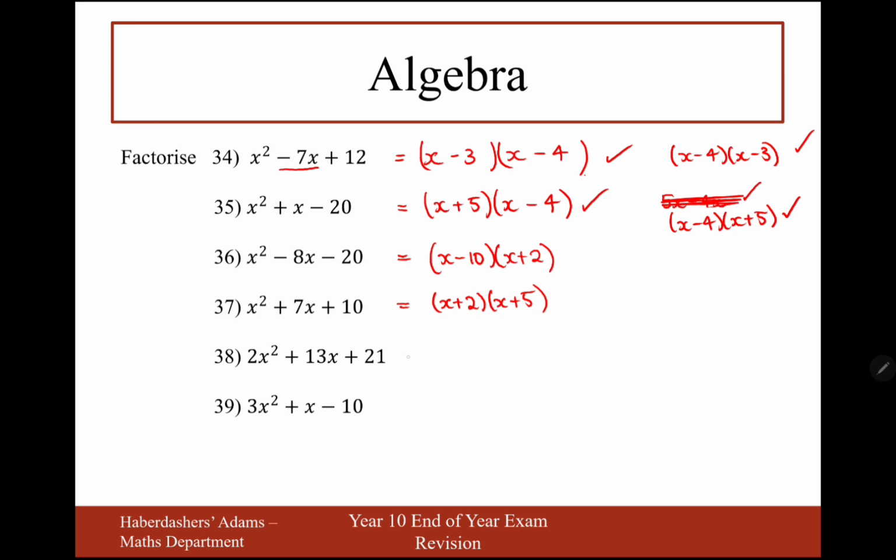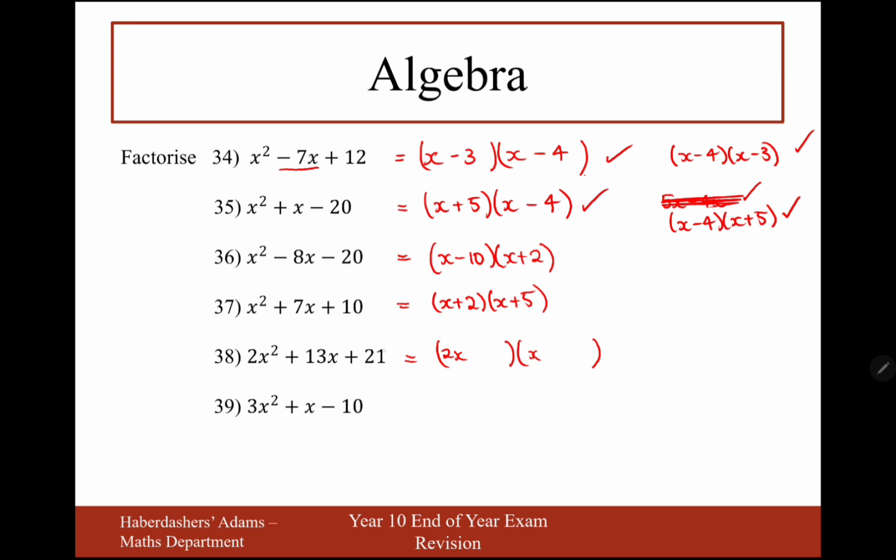Now, question 38, a little bit more different. If we're going to multiply two things at the front to make 2x squared, then one of those components needs to be 2x. Sometimes what students think is that both of them need to be 2x, but that wouldn't be correct because when you expand, you would get 4x squared rather than just 2x squared. So one of the brackets needs to have a 2, one of the brackets is just a normal x.